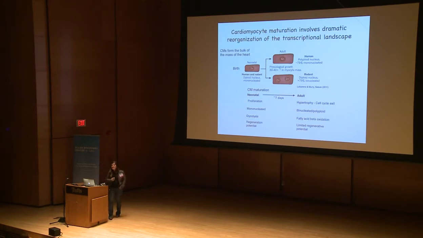Our heart continues to develop even after we're born. So during embryonic development, our heart grows by proliferation, and we use glucose as a primary carbon source, and our cells are mononucleated. But this remarkable thing happens, and I'm just going to use the timeline for mouse development as an example. Postnatally, during the first week of life in mouse, cells go from proliferating to growing by hypertrophy. All of the cells exit the cell cycle. They become binucleated or polyploid, and you have this dramatic shift in metabolism, and now you've limited regenerative potential.